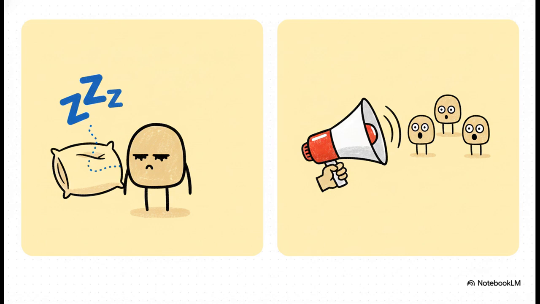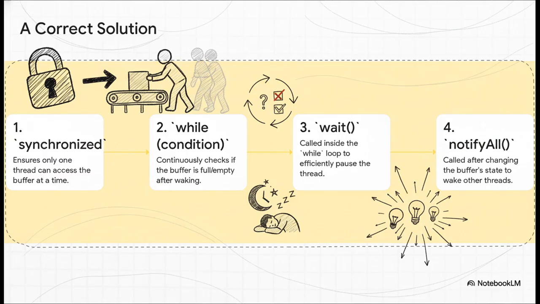And notifyAll is the exact opposite. It's like the shift manager yelling, all right, everybody wake up. Something's changed, so check again and see if you can get back to work. And this is basically the anatomy of a correct solution. It's got 4 essential parts.